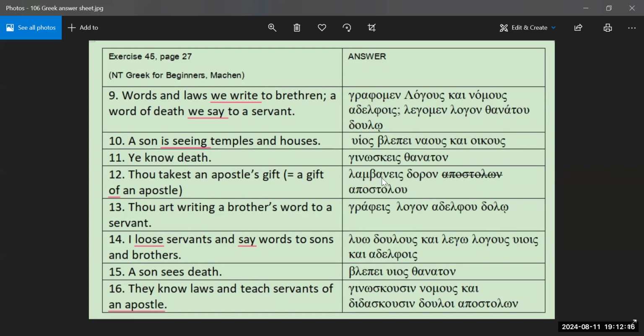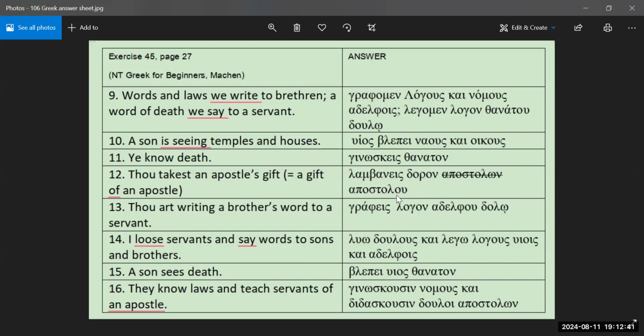Remember, lambano, that's the basic form, can actually mean to take, or can mean to bring, or something like that as well. But you are taking, or thou takest, see this is King James, so from what they've got in the book, a gift, but it's the accusative, and now you have to see apostolou, that's the genitive.